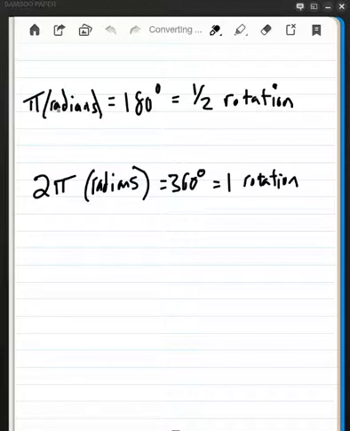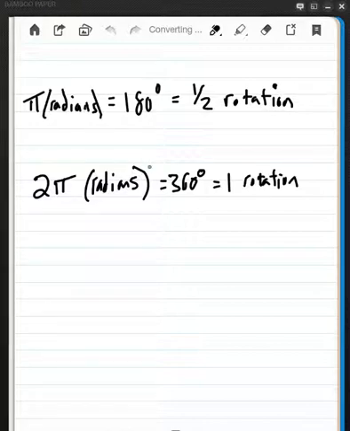Also, if you multiplied every single one of these by 2, you'd still get a statement of equality. 2 pi radians is equal to 360 degrees, which is equal to 1 rotation. You can actually set up your own statement of equality if you wanted to. Pi over 2 radians is equal to 90 degrees, is equal to 1/4 of a rotation. It doesn't matter what you use, but you need to understand the initial conversion. This might be easier to know initially. This might be easier numerically when you start converting.